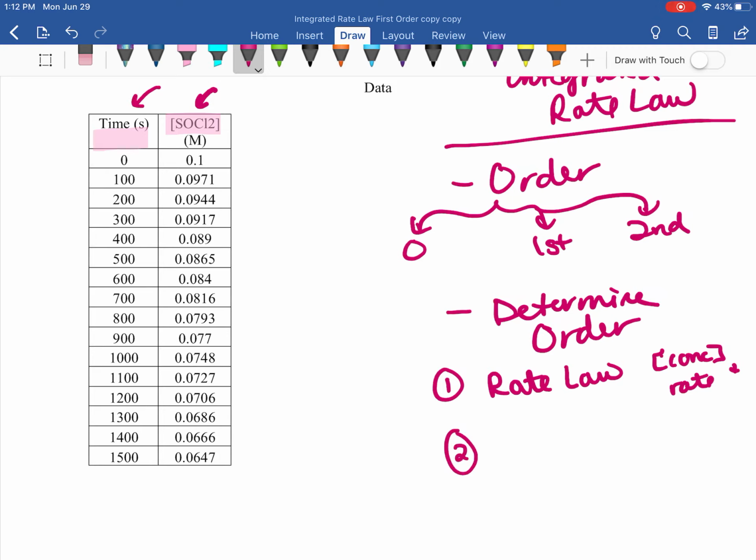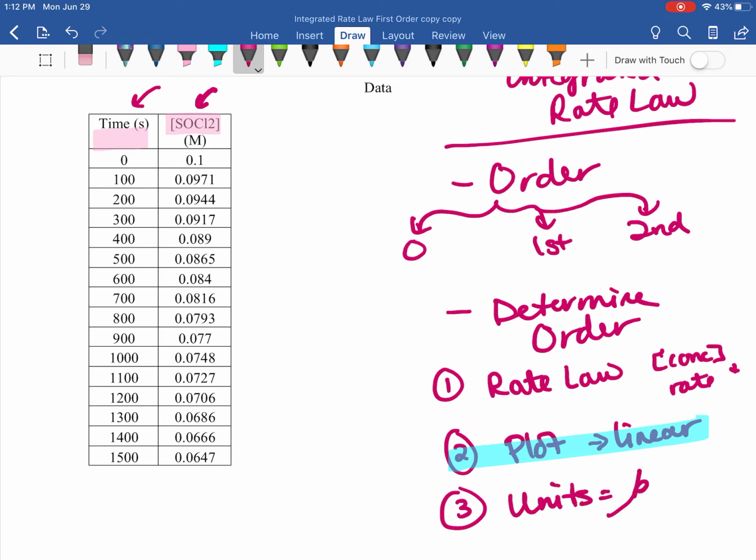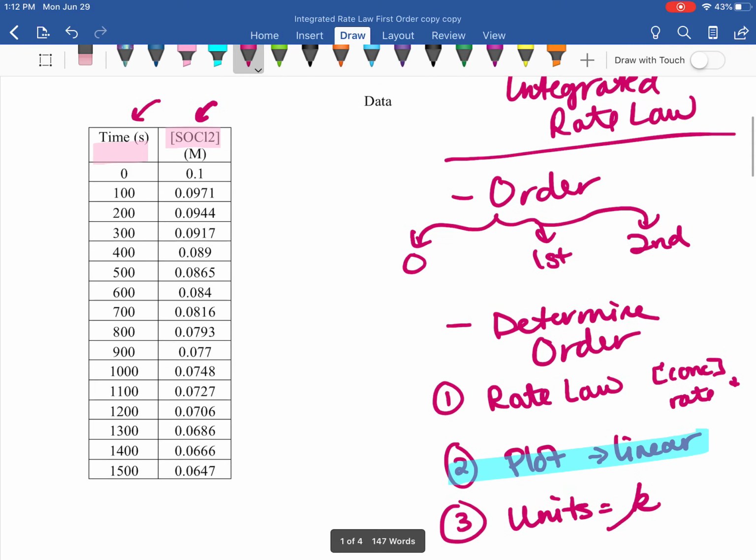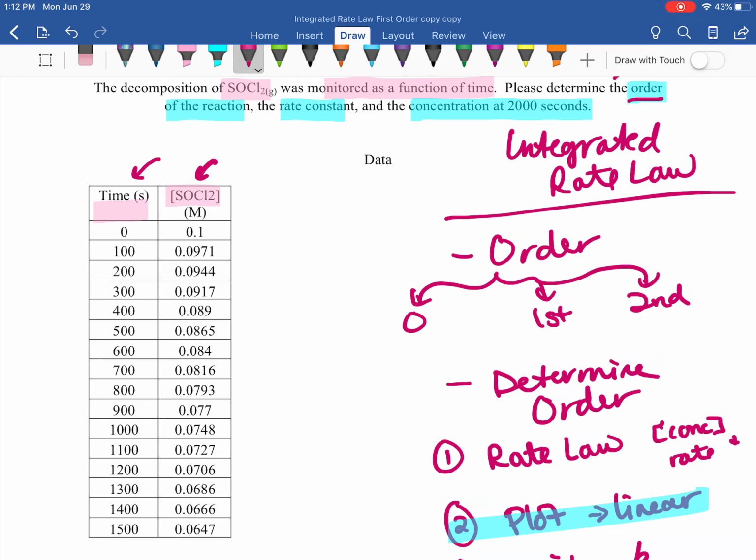So then our second is to actually take time versus concentration and use our plot method. And what we're going to look for is a linear plot. That's what we're going to do in this video. And then third is, what if you have a crafty instructor that words in there the units for k? Our units can also tell us the order. So we're going to focus on number two. How do you use the plotting method in order to figure out the order of your reaction and then figure out your rate constant and your concentration at a specific time?